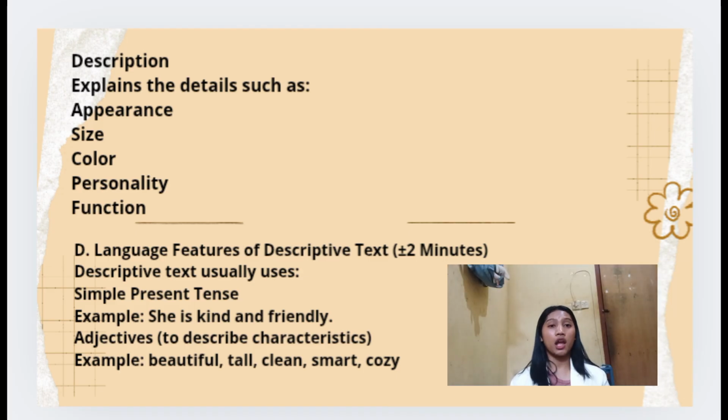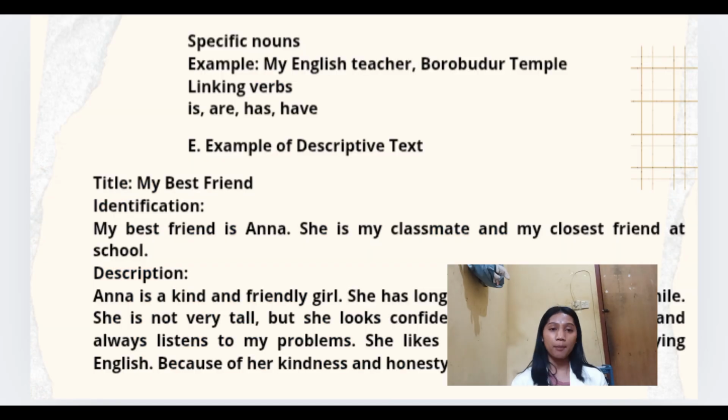And next is the language features of descriptive text. Descriptive text usually uses, first, simple present tense. Example, she is kind and friendly. Secondly, adjectives to describe characteristics. Example, beautiful, tall, clean, smart, and cozy. And the third is specific nouns. Example, my English teacher, Borobudur Temple. And the fourth is linking verbs. It includes is, are, has, and have. These language features make the description clear and factual. The simple present tense is used because descriptive text explains general characteristics, not past events.